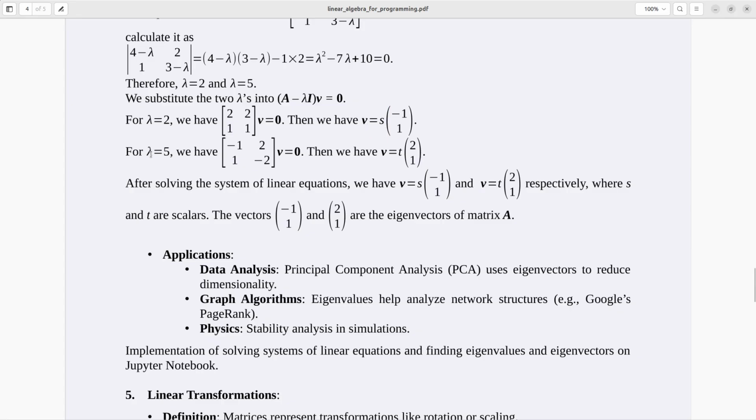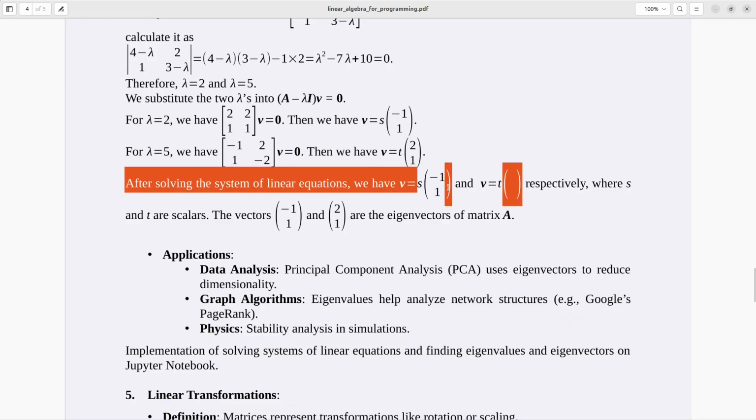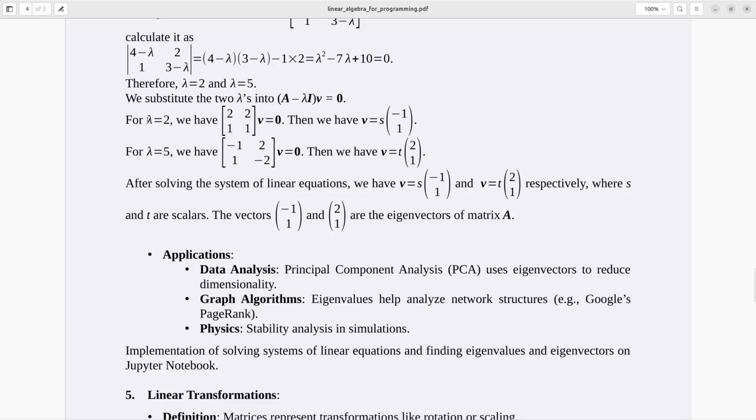And for lambda equals 5, we have this system of linear equations to solve, and we can solve for V here, which is equal to T multiplied by (2, 1). So T is a scalar quantity, okay. After solving the system of linear equations, we have these two answers for each eigenvalue, okay. So we have two different eigenvectors corresponding to different eigenvalues, okay.